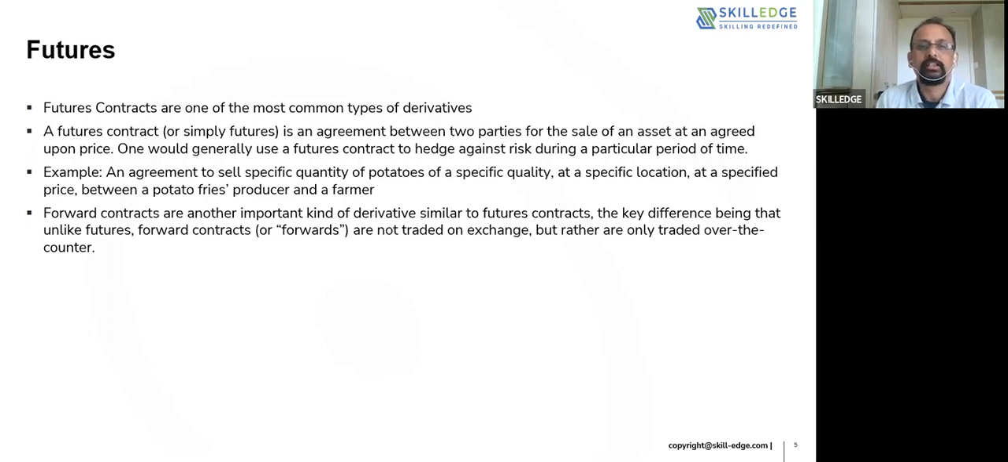So futures are listed and traded on the exchanges, whereas forwards are OTC contracts, which are not traded on the exchanges. That is the only big difference between these two. Otherwise, by and large, they are the same in nature. Of course, when you standardize the product, some features come, like a standard amount, like 25,000 USD, or maybe 1 ton, or maybe 1 million barrels of oil, right? 1 ton of potato or something like that.